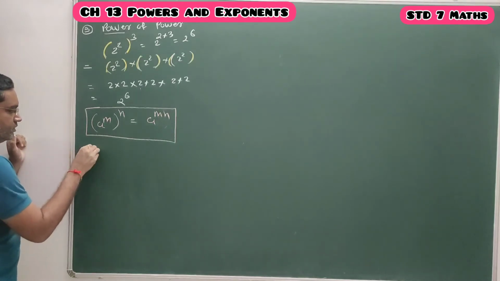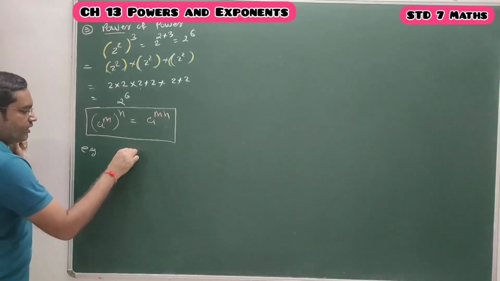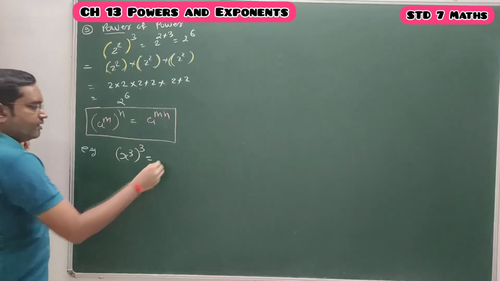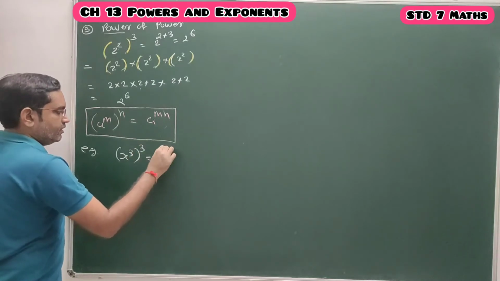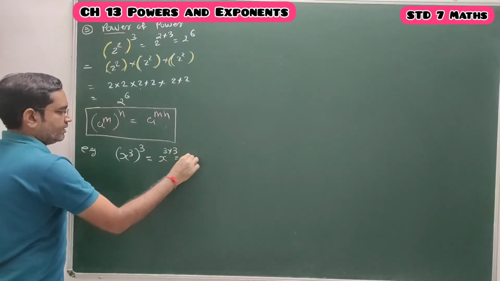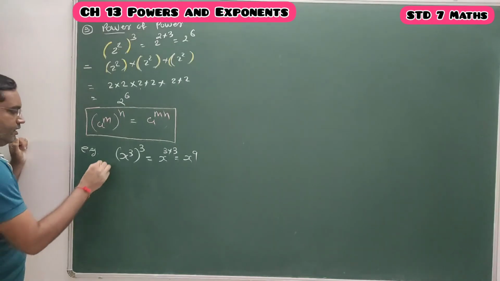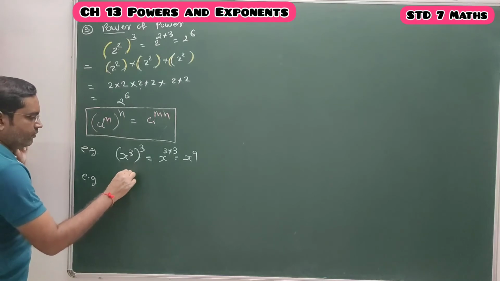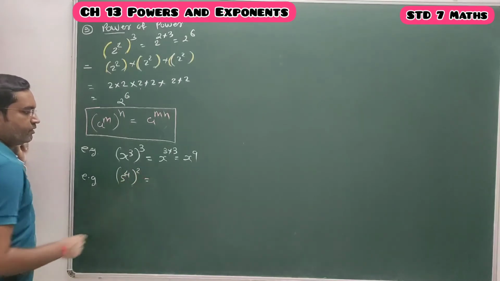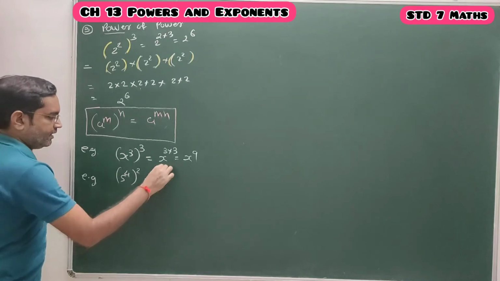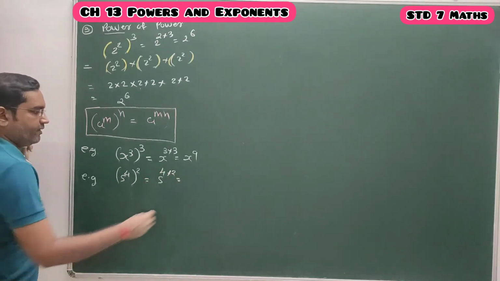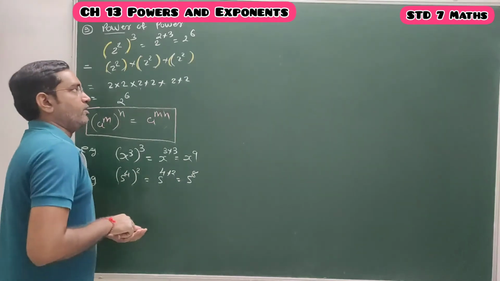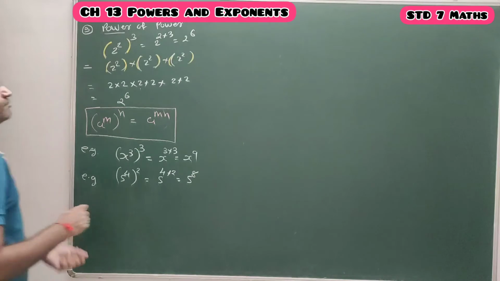One more example. Suppose we are given x raised to 3 and whose power is, suppose, 3 is given. So power of power is there. So here we can multiply these powers. So it's x raised to 3 into 3. So our answer is x raised to 9. Done? One more example. Suppose we are given 5 raised to 4 and whose power is 2. So it's a power of power. We can directly write the multiplication of these powers as 5 raised to 8. Done? So this is the third law of exponent, which is power of power.